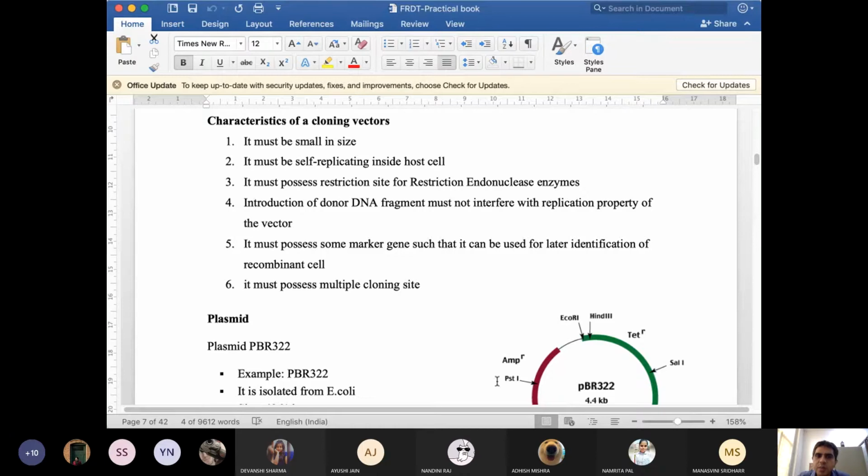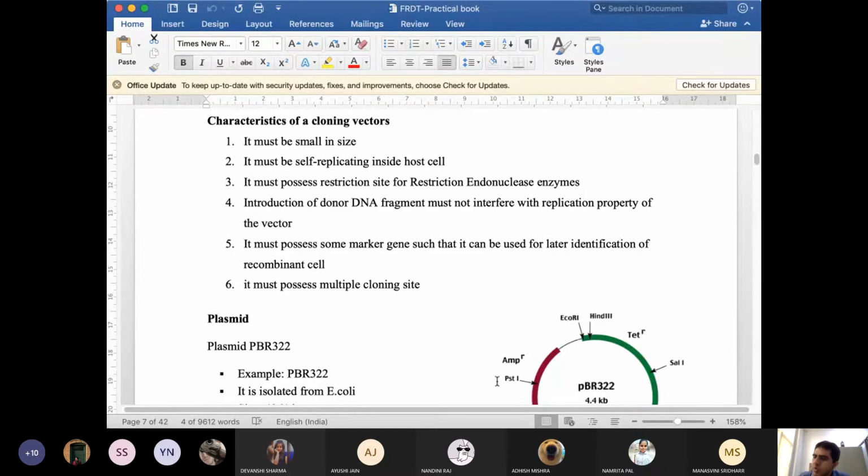Now the third property: it must possess a restriction site. You may ask, for what do you need restriction sites? A restriction site means a restriction endonuclease site. This is the location on your DNA vector where your restriction endonuclease can produce a cut. When the restriction endonuclease produces a cut, it breaks the DNA, and after putting in a cut, you can join a new DNA.